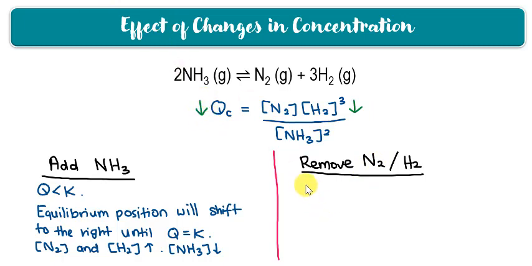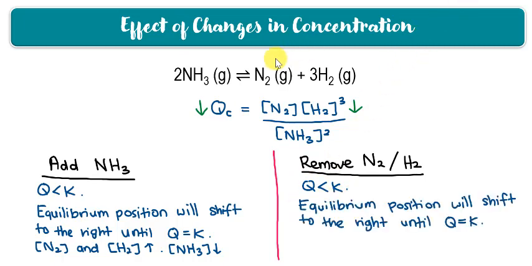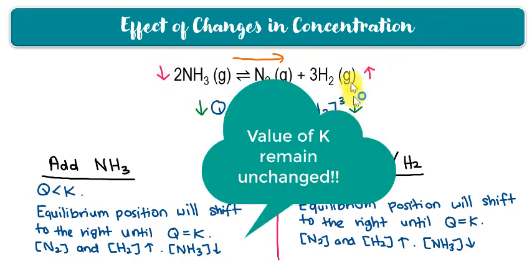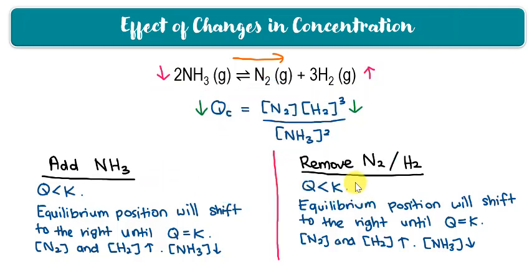When the product is removed from the system, the value of Qc will decrease. So, it will make Q less than K. So, the equilibrium position will shift to the right in order to increase the amount of the product removed. This will make the concentration of the product increase and the concentration of the reactant decrease. But these two conditions won't affect the value of K, so the value of K remains unchanged.